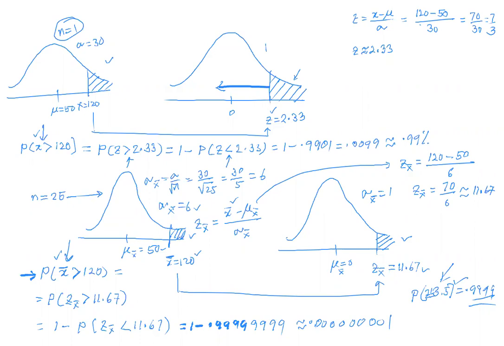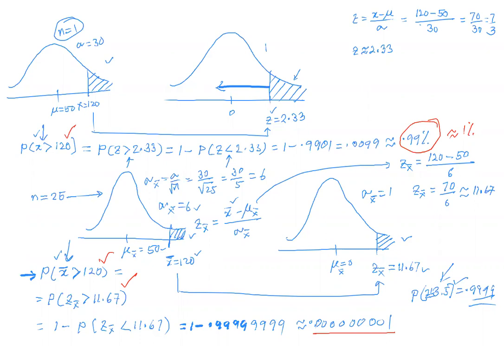For a single person, the probability that someone would spend more than 120 minutes is small, but still a reasonable number, approximately 1%. 0.99% is 1% approximately. But for a group of 25 people, the probability that their average is more than 120 minutes on social media is extremely low. It's very unlikely. Why is it the case?